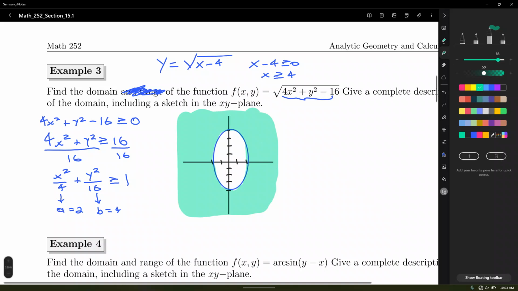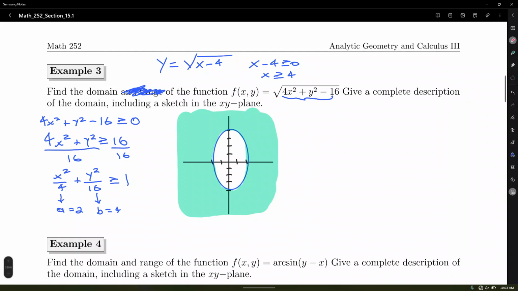And well, let's just specify. This means, careful, in words, all points outside and on the ellipse. Right? Also on the ellipse. Is there a case where it's only the points outside but not on the ellipse?